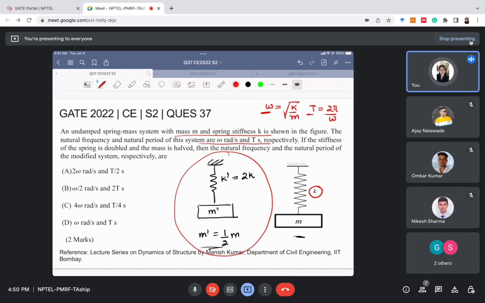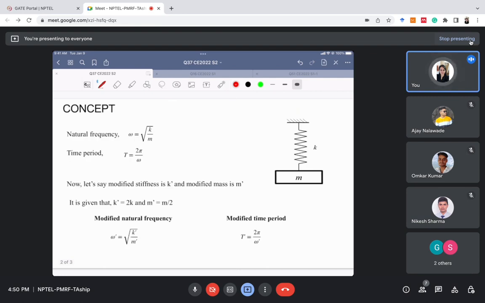So B, you are saying that omega dash is omega by 2 and time period is double, right? Okay. Yes, ma'am. Let's see. Now natural frequency omega is under root of k by m and time period is 2 pi by omega, you already know. Now in the modified system it is given to us that k dash is twice of k and m dash is m by 2.